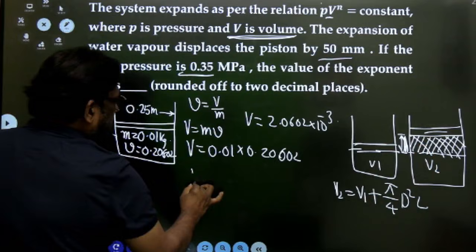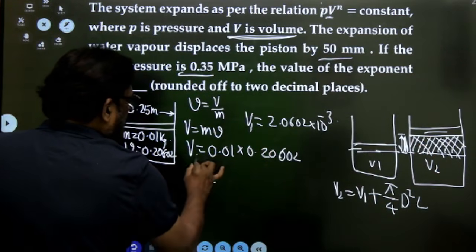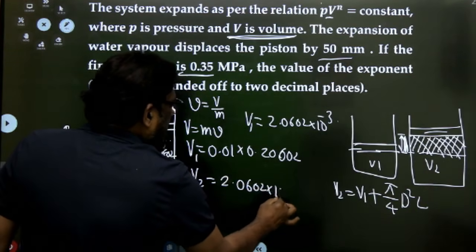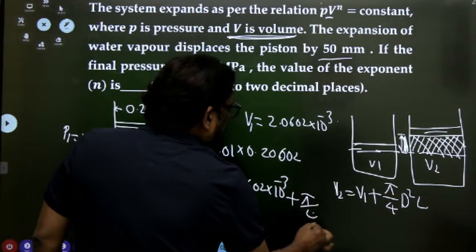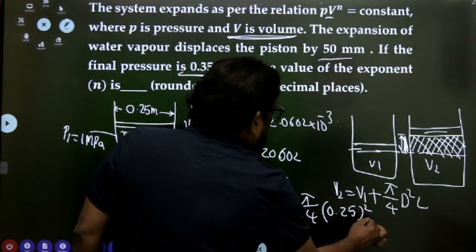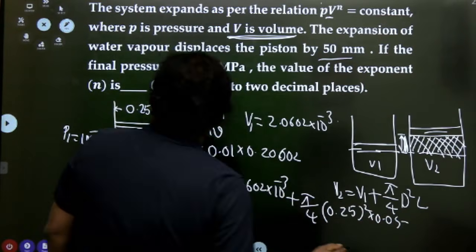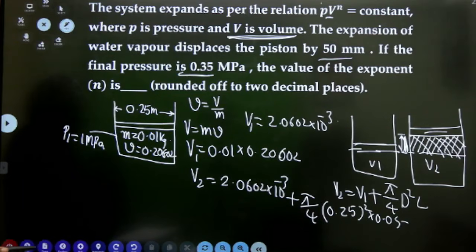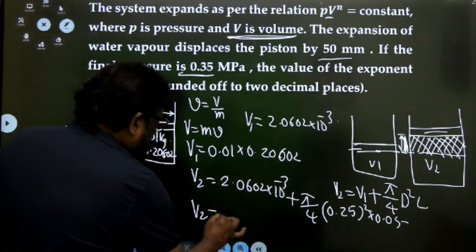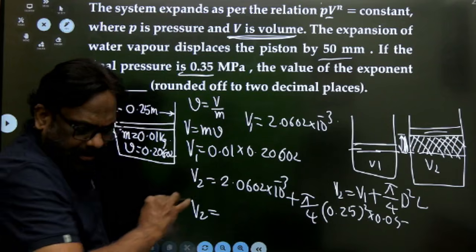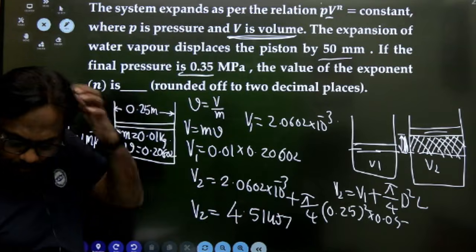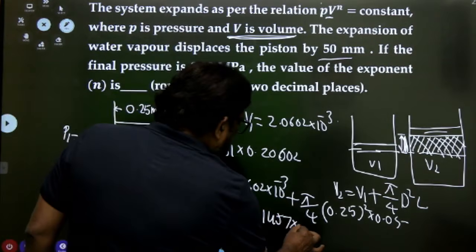तो यहां से I can easily calculate the final volume. ये तो इनिशियल वॉल्यूम आ गया. The final volume is, the initial volume is 2.0602 into 10 power minus 3 plus pi by 4 and the diameter is, what is the diameter sir? 0.25 to whole square and the length is 0.05. 0.05 कितना आ रहा है सर? Is this correct? 50 mm is 0.05. Correct. So you will get the final volume as 4.51457 into 10 power minus 3.